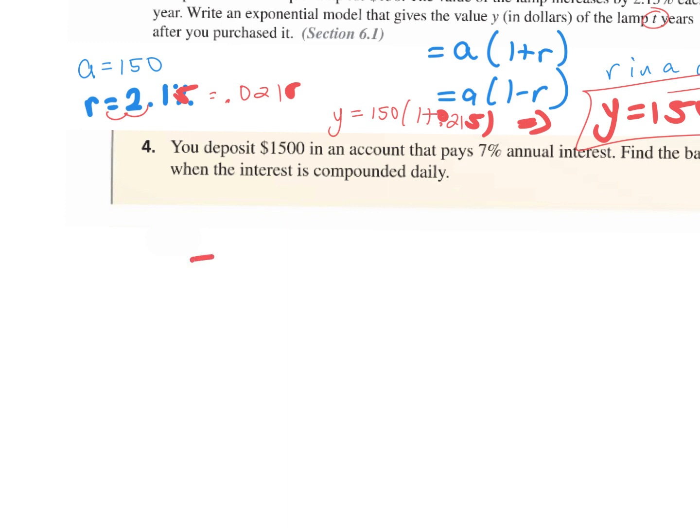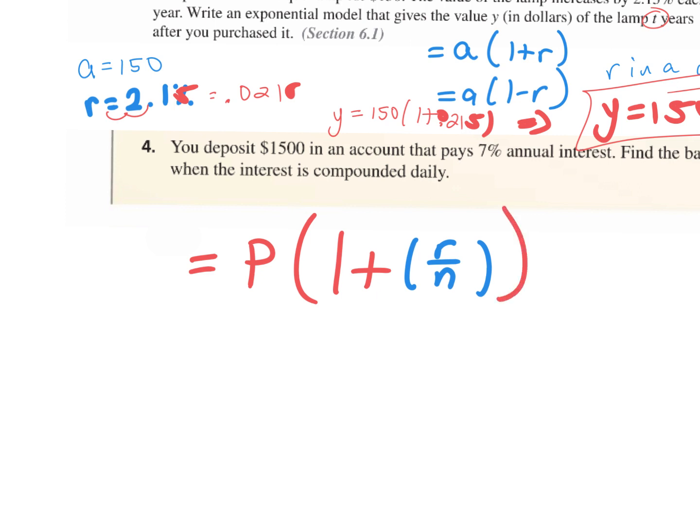Okay, this is our interest formula. You guys need to know this. It's P times 1 plus R over N, and we raise it to the N times T. Very good. You guys need to know that. So let's talk about all the parts. What is the P? P is your principal. It's what you start off with, right?